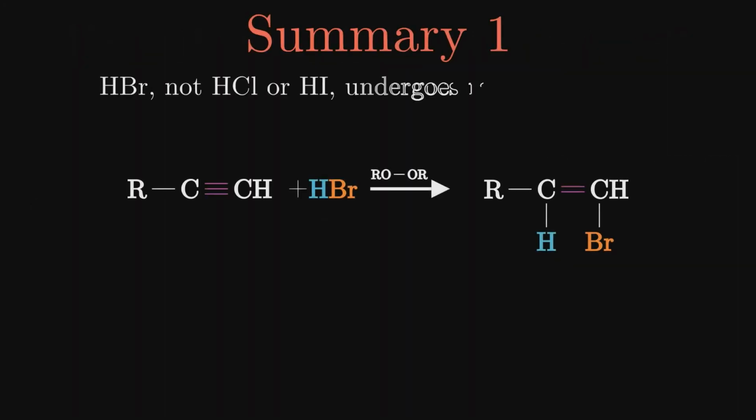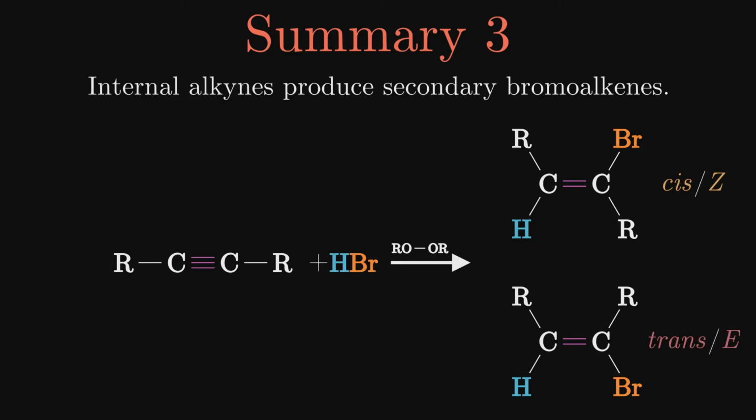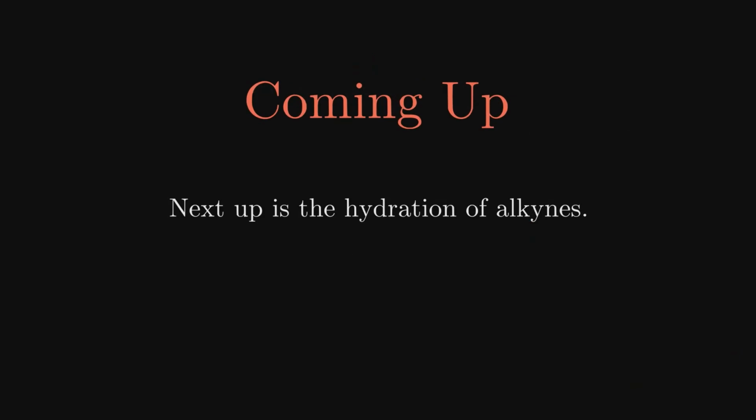In summary, just like the alkenes, only hydrogen bromide undergoes radical addition to alkynes. If the alkyne is terminal, the end result is a primary bromoalkene, which could be cis-Z or trans-E. If the alkyne is internal, the end result would be a secondary bromoalkene, which could also be cis-Z or trans-E. Coming up, we are going to look at the hydration of the alkynes.